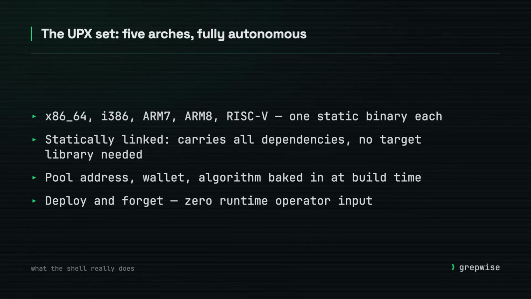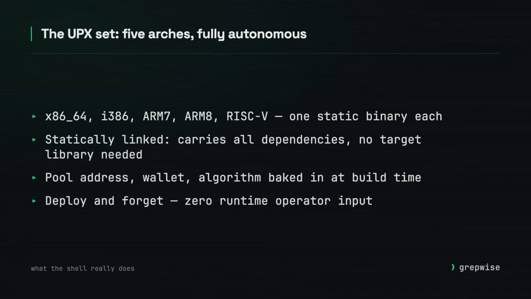5 architectures means the operator ships for every target they might land on, including a RISC-V build for embedded boards that put themselves on the internet. Statically linked means the binary carries everything it needs. No library version on the target matters.